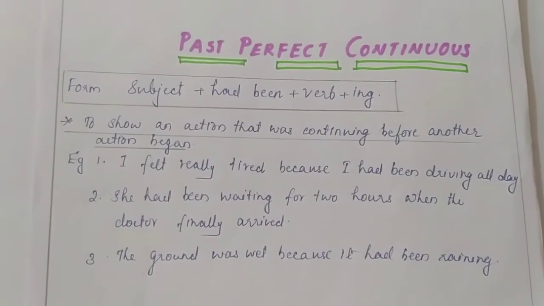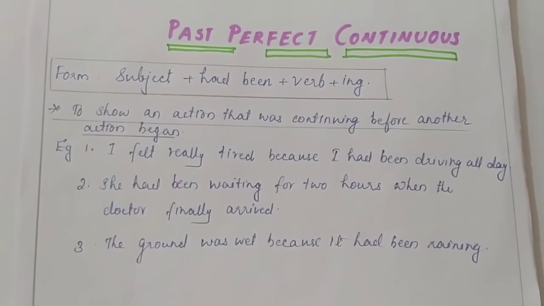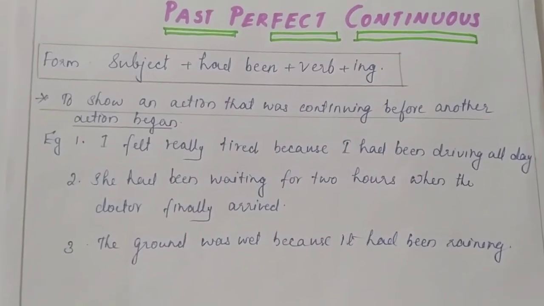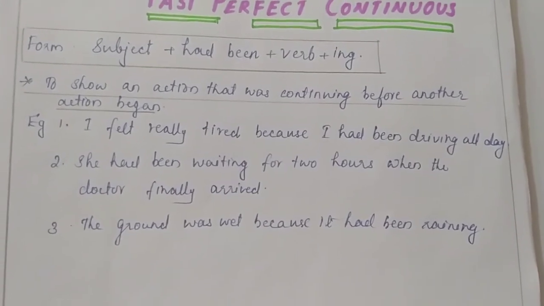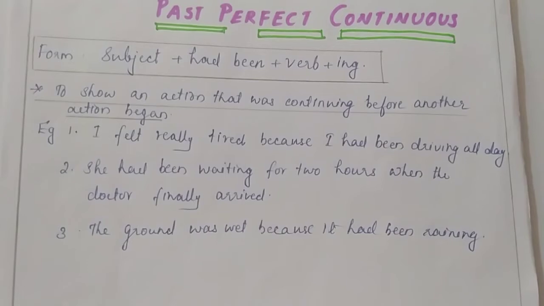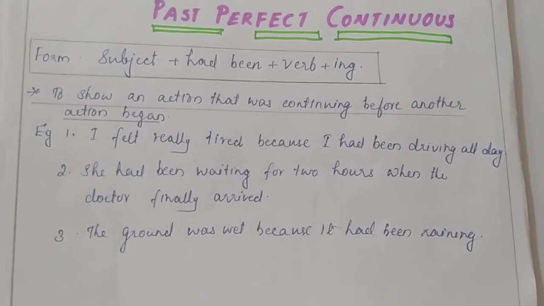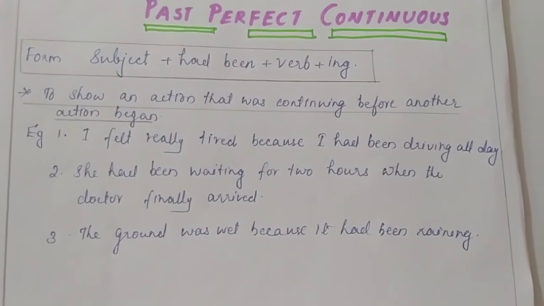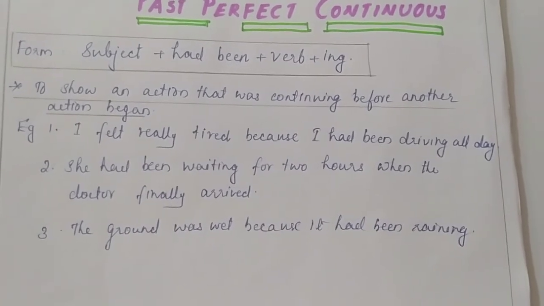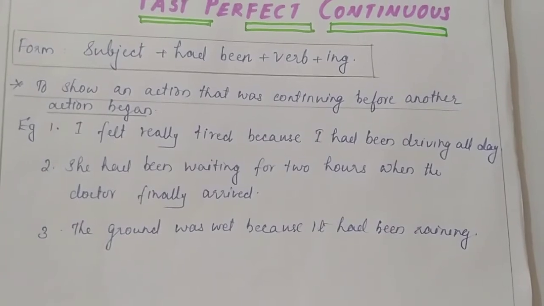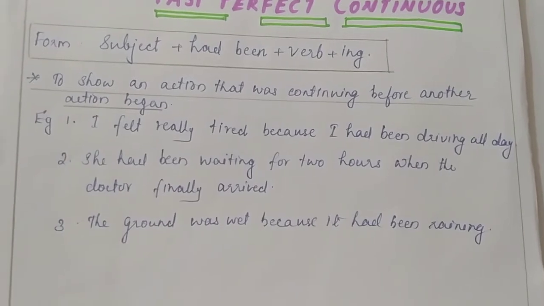The last tense of past tense is past perfect continuous. Subject plus had been plus verb plus ing. Okay, had been plus verb plus ing. It shows an action that was continuing before another action began. Present perfect continuous, we already learned. Here, in past perfect continuous, everything is happening in the past only. Two actions are happening in the past, and one action was continuing before another action began.